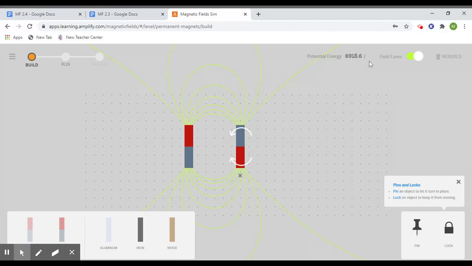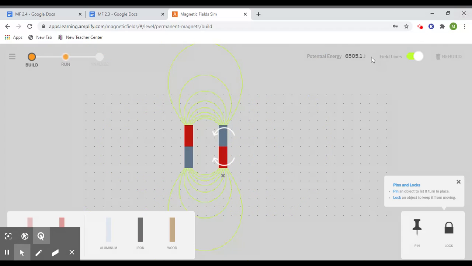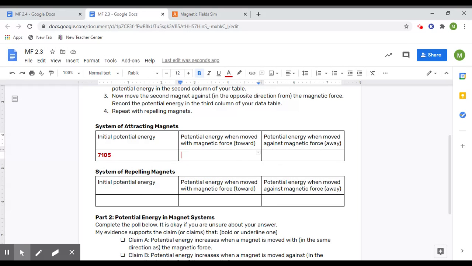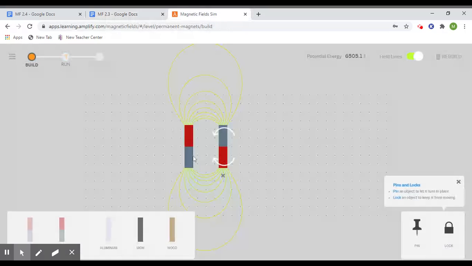And I'm going to write down this. So maybe even a little closer. And I'll see that I get 6,505. So I'd write that here. And you could have also used the weak magnets too. We would just have smaller numbers here, which is totally fine.